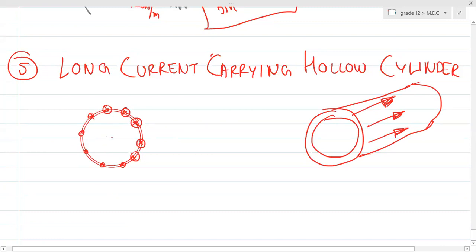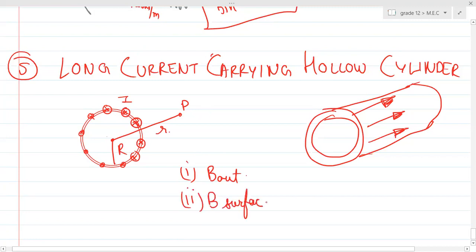Now you need to find out what is the magnetic field at a point P, which is at a distance R. The current is I. So you need to calculate B out, the magnetic field at a region outside. You need to calculate the magnetic field at the surface just outside. Right? And the third thing is you need to calculate the magnetic field inside.